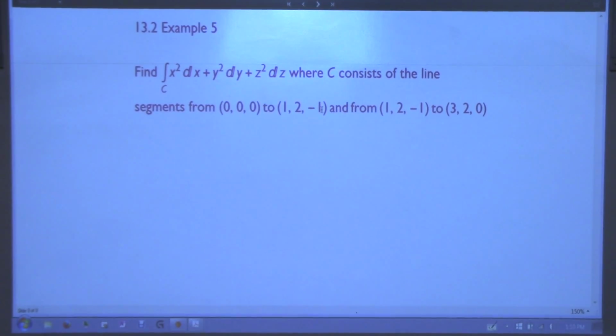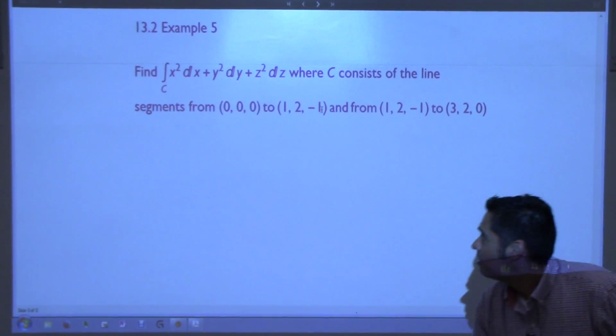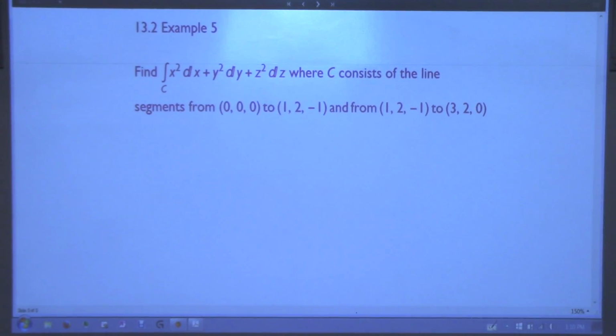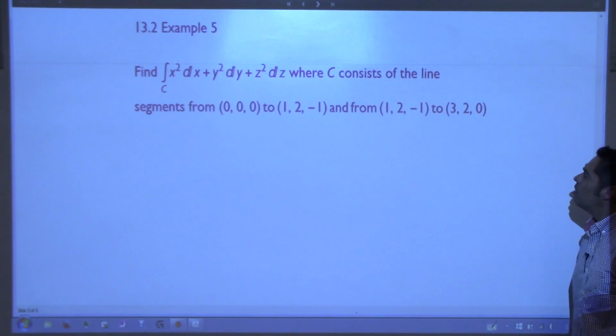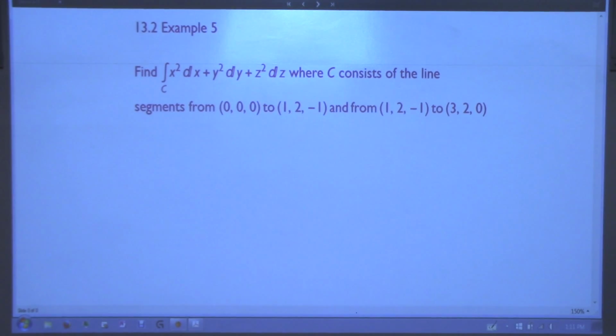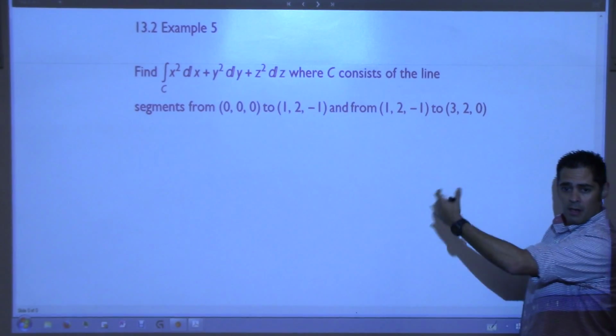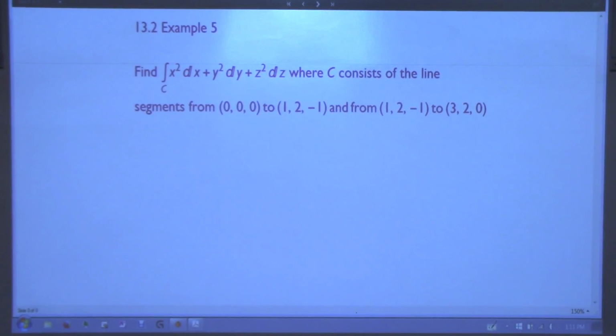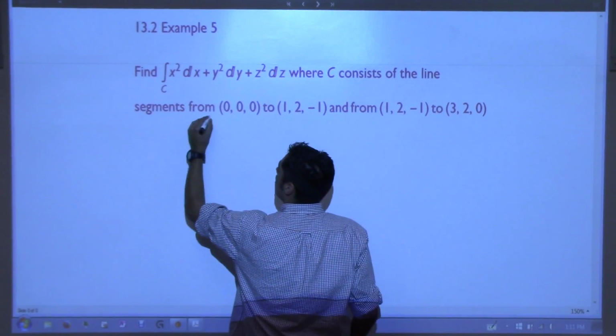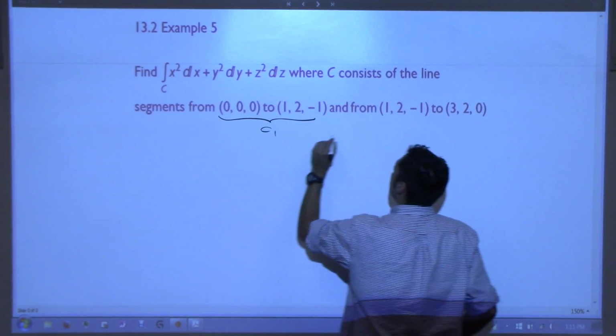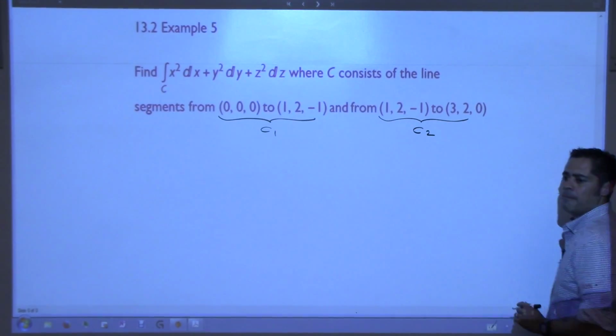It's not right. Okay, find this line integral, where C consists of the line segments from (0, 0, 0) to (1, 2, -1), and from (1, 2, -1) to (3, 2, 0). Everything is exactly the same as last class, with the exception that we're in three-dimensional space. So we still have to come up with parametric representations or a vector function which represents these segments. So how about we break them up into two pieces. We call this one C1, why don't we call this one C2? That seem fair to you?